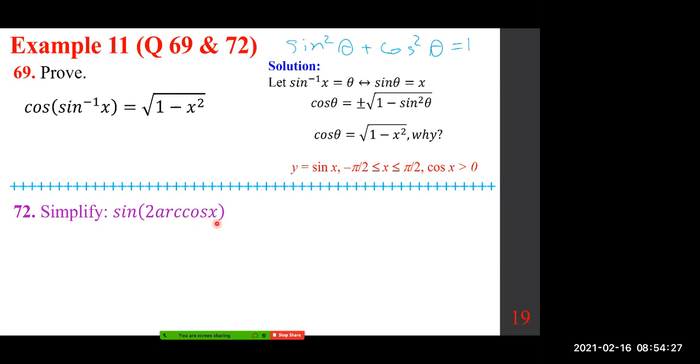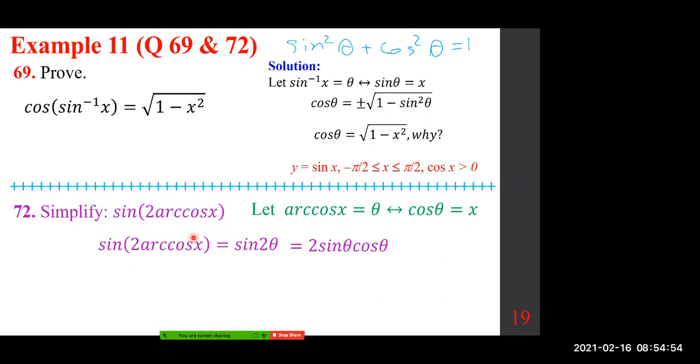All right, we are going to look at this one. And again, if we wrote cosine inverse or arc cosine, it means the same thing. Again, we are going to go with that expression, and cosine theta is x, okay? And when we say sine 2 arc cosine x, that means sine of 2 theta. Sine of 2 theta, if you remember, is 2 sine theta cosine theta. This is one of those basic identities that you're supposed to know. I've gone over that in my PowerPoints.